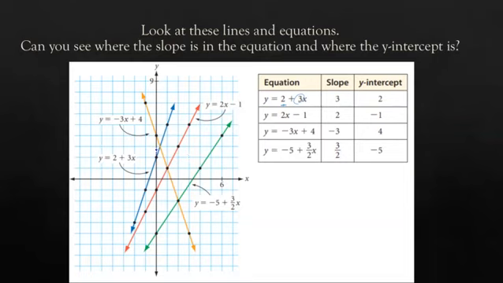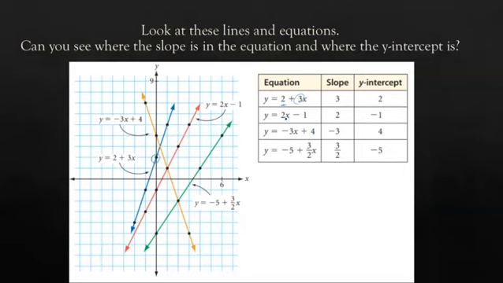This is the blue line right here. So that 3 slope is pretty steep. You can see that that line goes up pretty quickly. It also intersects the y-axis at 2. That would be our y-intercept.